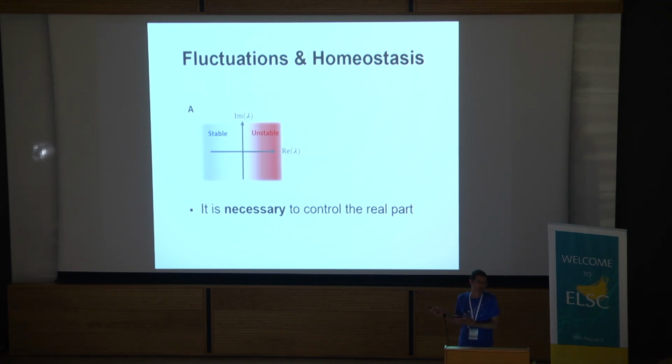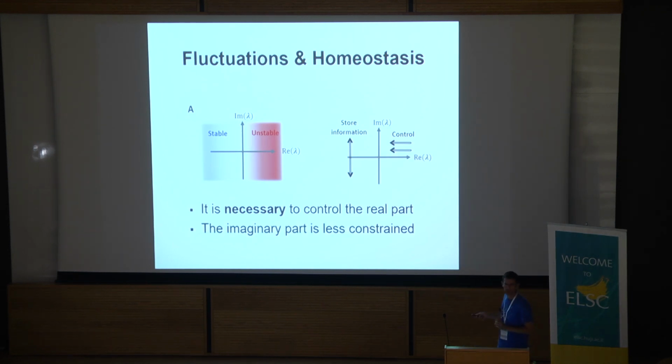What about the imaginary part? It can do whatever it wants, right? So the imaginary part is less constrained. So if you were to store information somewhere in these eigenvalues, actually the imaginary part is the most natural place to store information, because fluctuations and control, at least the control part, work on the real part. So this is sort of taken. That is taken just to make sure things don't explode. The imaginary part is less constrained.